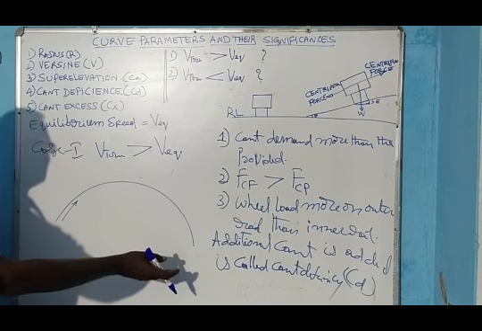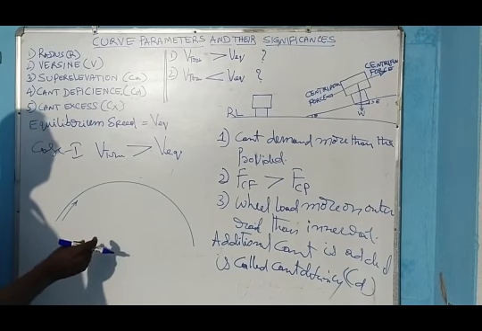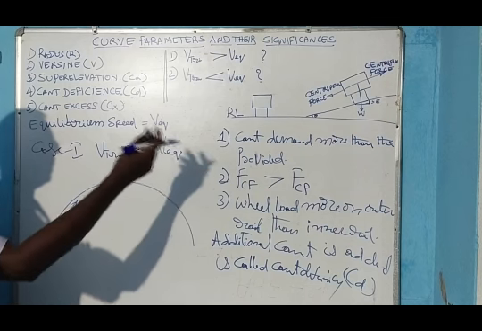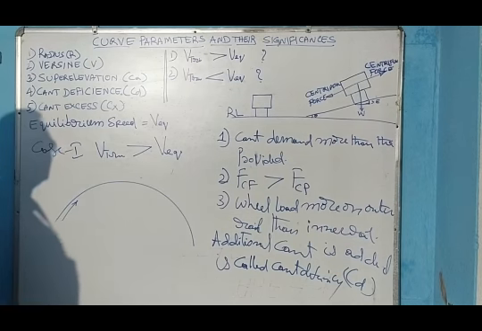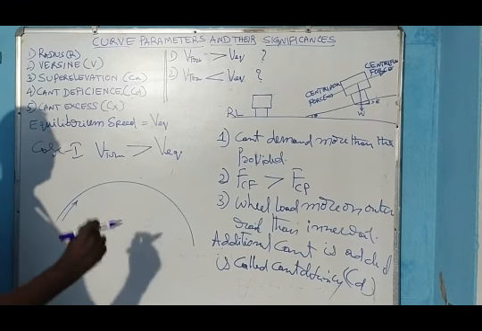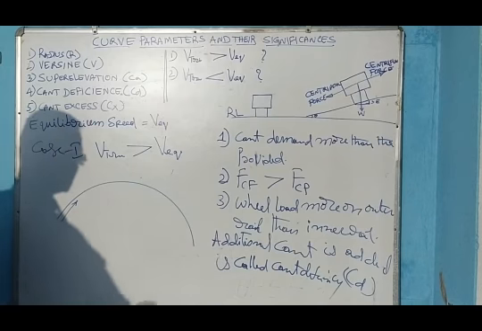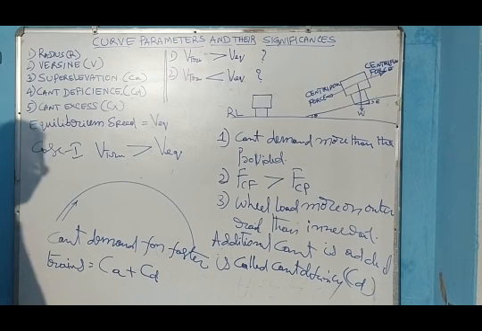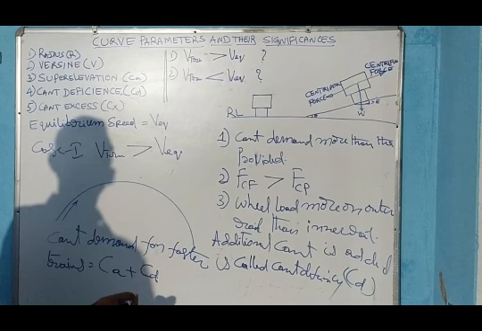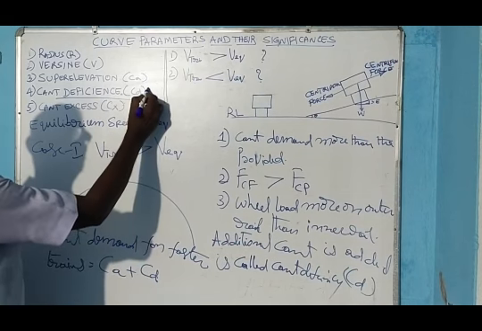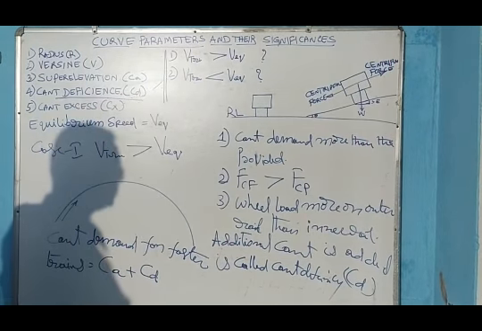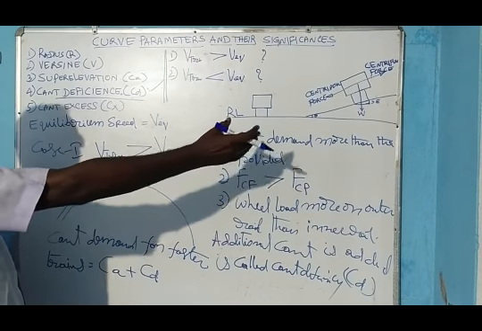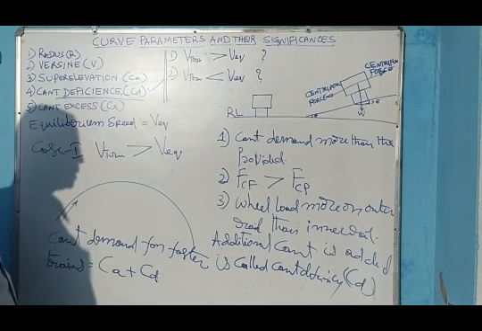The cant required is more than the actual cant provided. The difference between the equilibrium cant and actual cant is equal to cant deficiency. Cant demand for faster trains is equal to actual cant plus cant deficiency. That is why cant deficiency is required for faster trains. Faster trains feel a deficiency of cant.